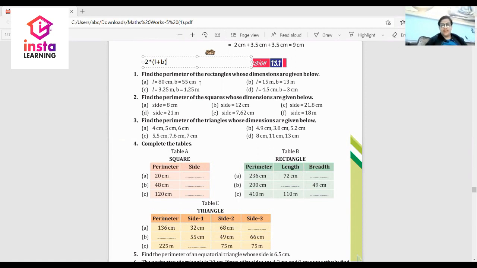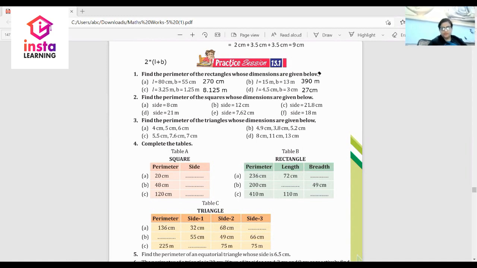80 plus 55 we will add. When we add, we multiply with 2. So here when we talk about perimeter, we always do the multiplication. After that, 2 is going to be multiplied when we add the length and breadth both. So when we add and then multiply, the answer will come 270 centimeter, that is perimeter. When we add 15 and 13, the answer will come 28. Then it is multiplied by 2, then your answer will come like this.